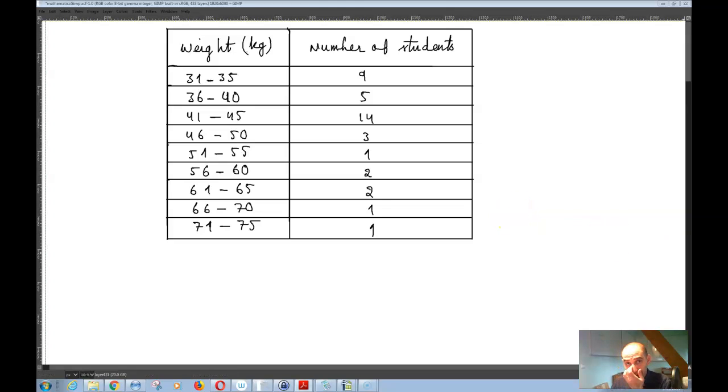So I have this information, and consider the frequency distribution table, which gives the weights of 38 students of a class. These are supposed to be 38 students. So now what you want to do is find the probability that the weight of a student in the class lies in the interval 46 to 50.